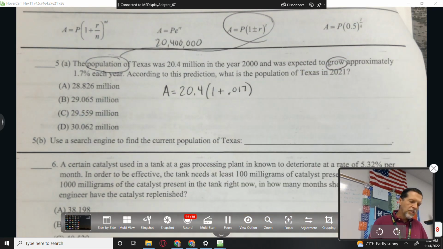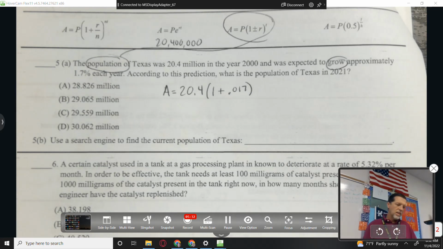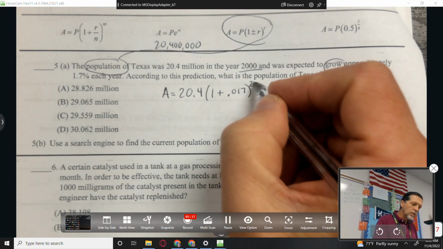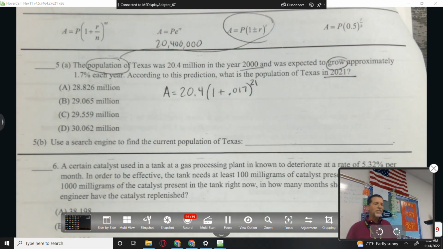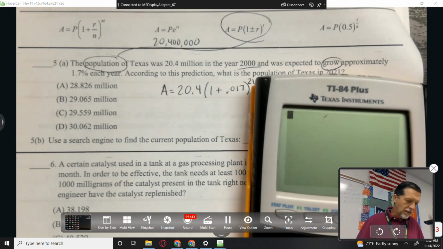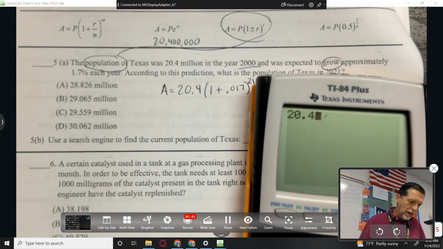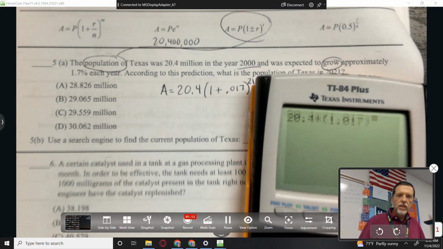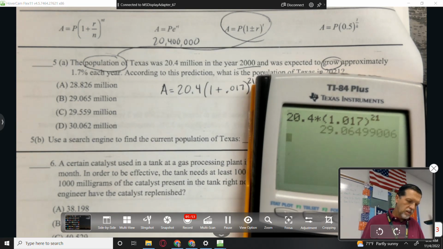How many years is it? 21, because we started at 2000, we landed at 21. Don't put 2021 in there. Hopefully you'd realize that would be silly, and you'd get a wild answer. 1.017, all to the 21st. 29.065.